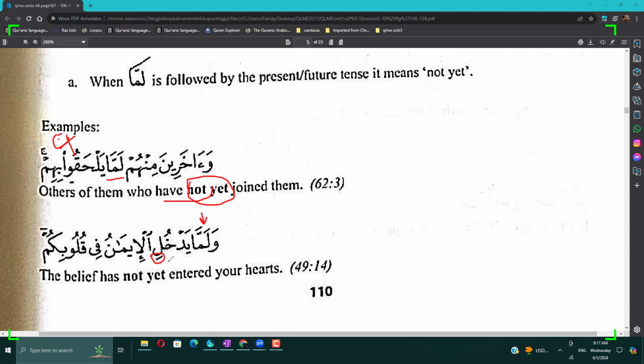Very good, mashallah. Yadkhuli. So it is actually yadkhul with a sukoon on it, but in Arabic, no two sukoons can come together. So to join it with al-imanu, there's a temporary kasra here. Okay, it's actually yadkhul, it's a majzoom form. Why is it majzoom? Because of the jussive particle lamma. And lamma followed by the mudare, then the meaning is not yet. The belief has not yet entered your hearts. Clear, everyone?